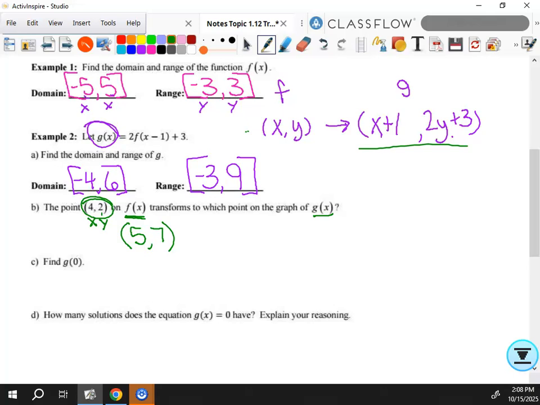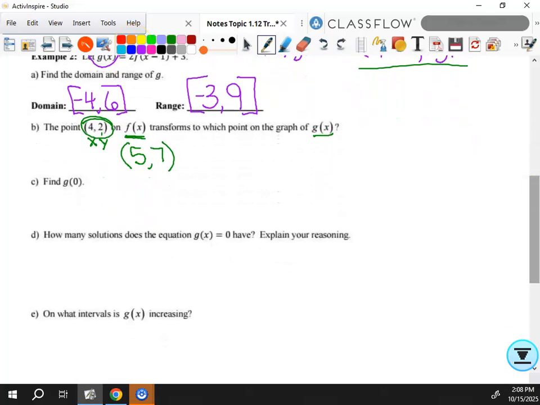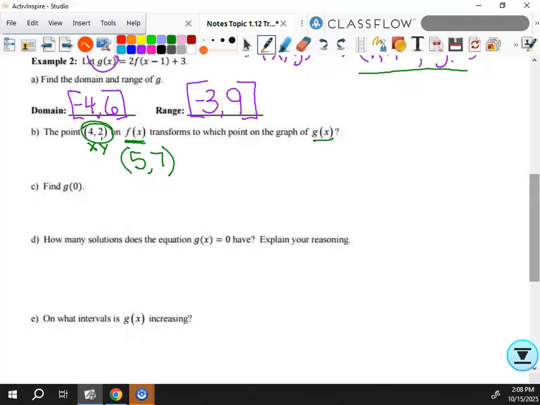Questions? All right. So then I need G of 0. Well, G of X is defined for me right here. So G of 0, just like we did at the top of the first thing we did, that'd be 2 times F of 0 minus 1 plus 3. First step, 0 work, substitute it in. Then 2 times F of negative 1 plus 3.